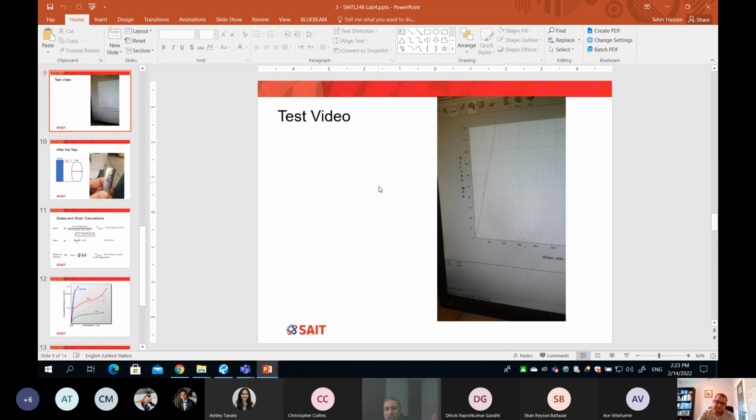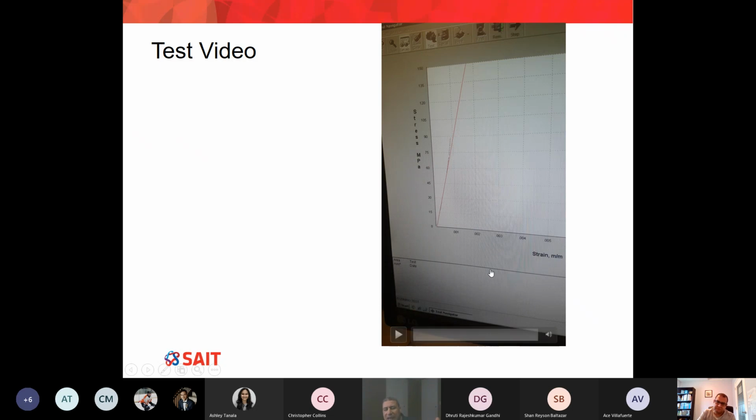Really, you won't see much here. We're not pointing our camera to the specimen, which is trying to break the specimen. However, as I said, I'm pointing my camera to the logging machine, the computer. And on here, you will see the development of the stress strain curve. Let's watch the video.